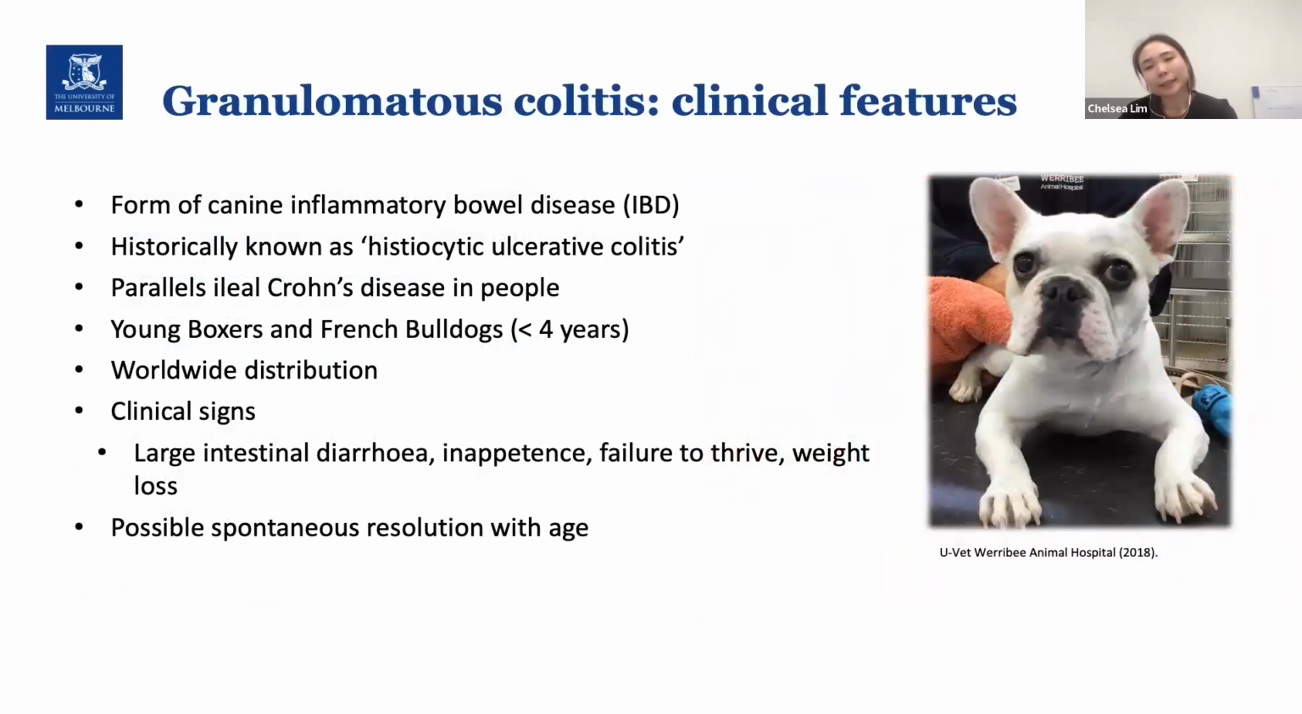Moving on to granulomatous colitis. This is a form of canine inflammatory bowel disease, or IBD, which parallels ileal Crohn's disease in people. It predominantly affects young boxers and French bulldogs less than 4 years of age worldwide, with associated clinical signs including that of colitis, specifically frequent small volume diarrhea, tenesmus, mucoid feces, hematochezia, but can also be fairly non-specific, ranging from lethargy to cachexia in more severe cases. Disease resolution is possible with age.